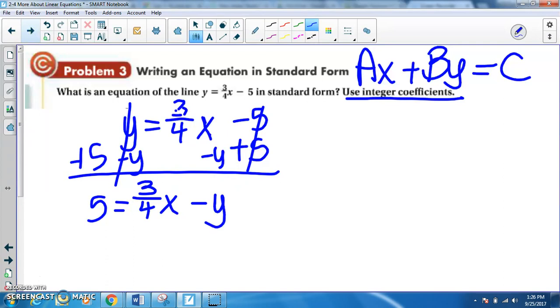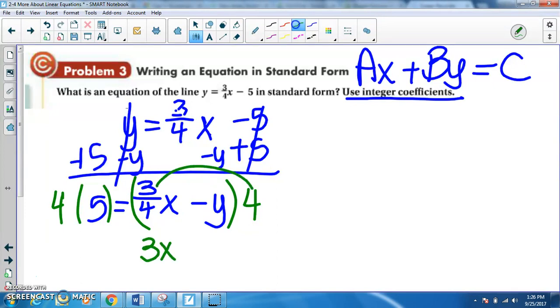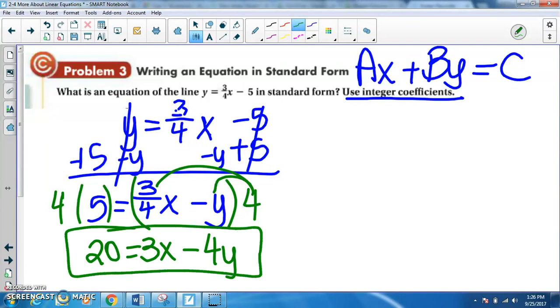Now it says use integer coefficients. Since my coefficient of x is not an integer, it is a fraction, we need to get rid of the denominator of our fraction. In order to do that, I need to multiply by 4. If I multiply by 4 on one side of the equation, I need to multiply by 4 on the other side. So 4 times 3/4 is 3x. 4 times negative y is negative 4y, is equal to 4 times 5, which is 20. So that is my linear equation in standard form with integer coefficients.